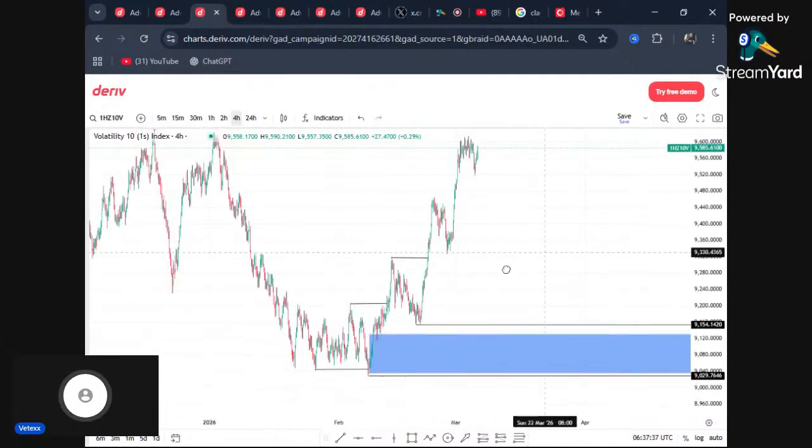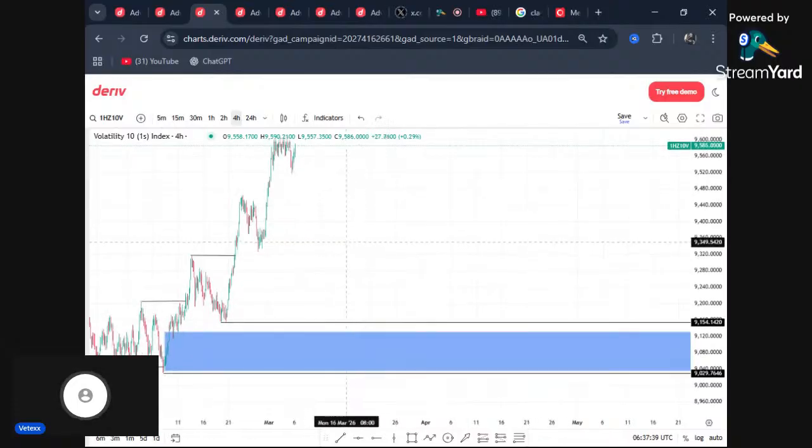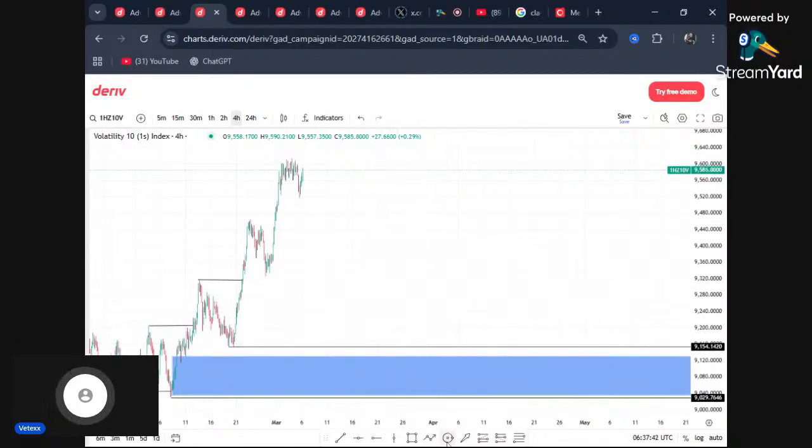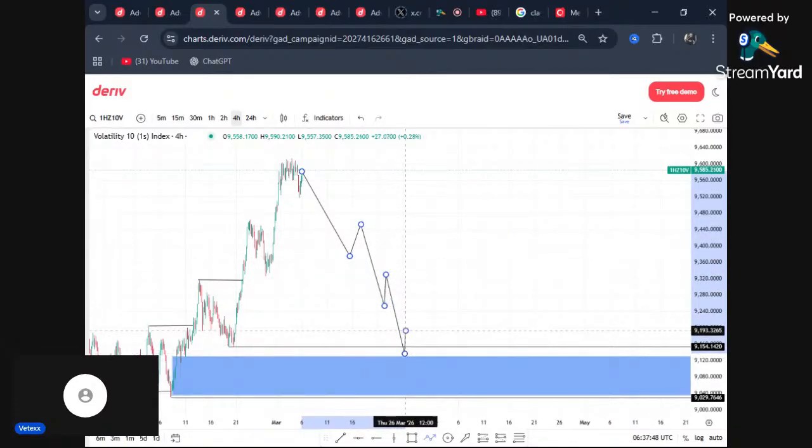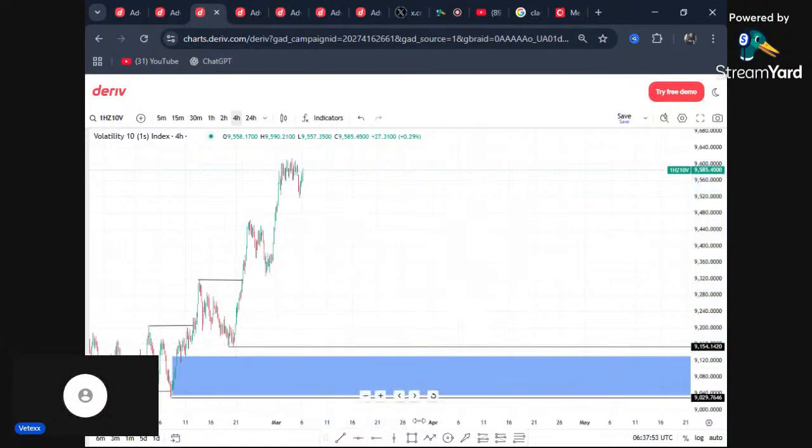So this is what we're anticipating on V10S. What we do now is wait for V10S to tap into this zone. So once V10S comes back into this zone, we anticipate a move like this, and then we'll buy to the upside.